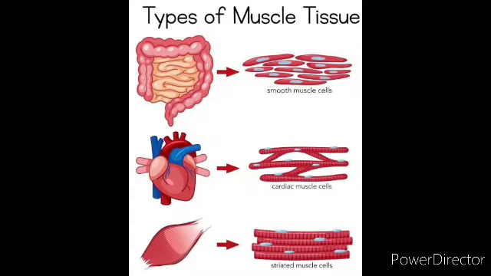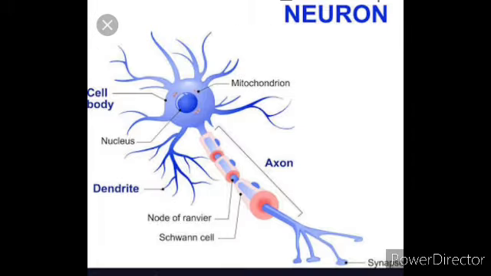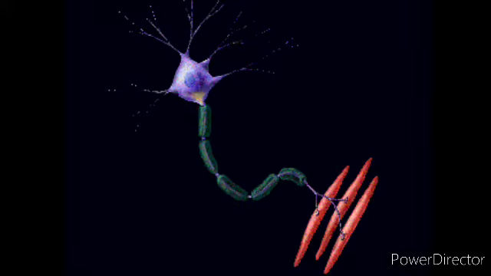Three kinds of muscles are striated or skeletal muscle, unstriated or smooth muscle, and cardiac muscle. A nerve cell is formed of a cell body called cyton, and long elongated hair-like extensions called the dendrites. The longest dendrite is the axon.